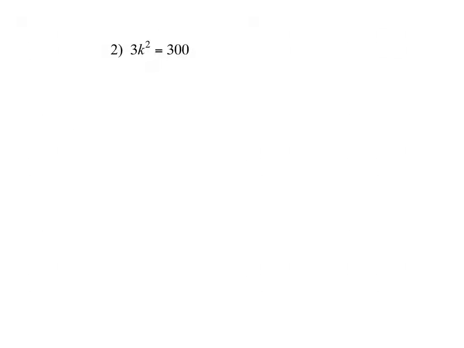Next one. My first step here is that I'm going to divide by 3. So that means that k squared equals 100. And then I'm going to take the square root on both sides, so k equals plus or minus 10.